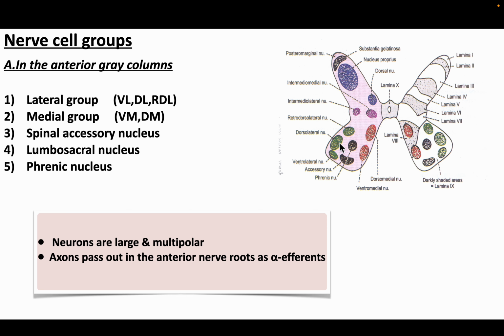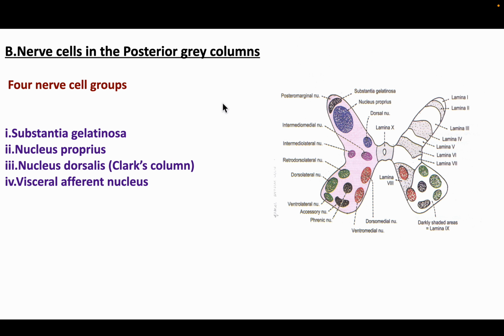Now the further classification of this lateral and medial group: you can see this is ventrolateral, dorsolateral, retrodorsolateral, then comes the ventromedial and dorsomedial nucleus. So these are the groups of cells which are present in the anterior gray column. Now the cells which are present in the posterior gray column are the substantia gelatinosa, nucleus proprius, nucleus dorsalis or Clark's column, or dorsal nucleus of Clark, and fourth is the visceral efferent nucleus, which is present just lateral to this dorsal nucleus.